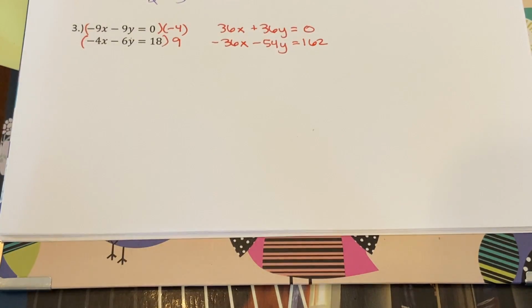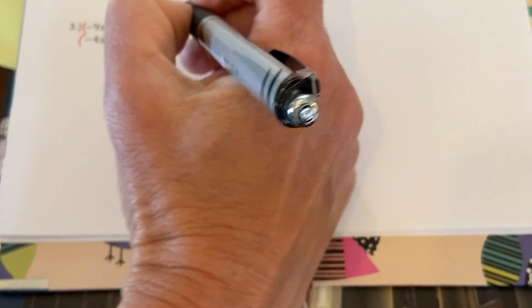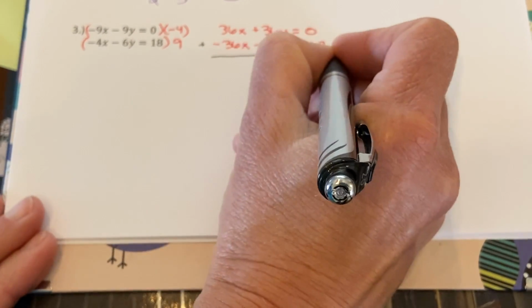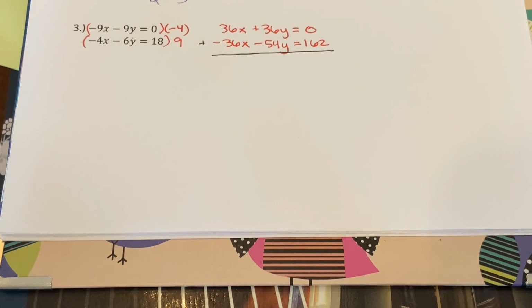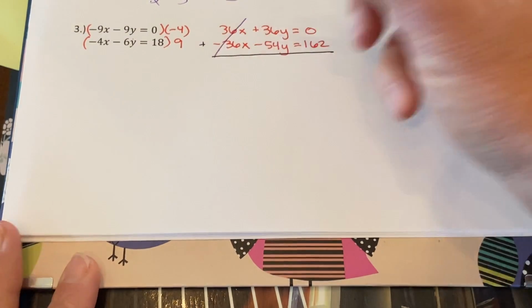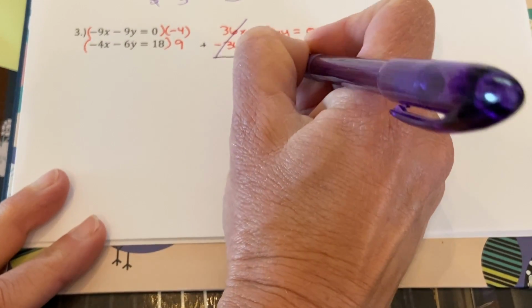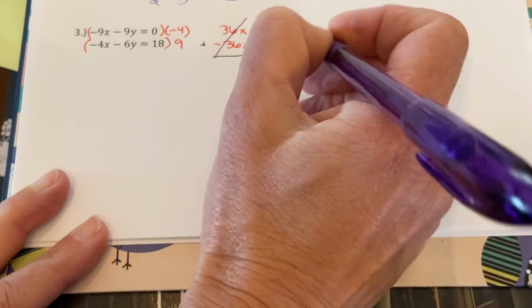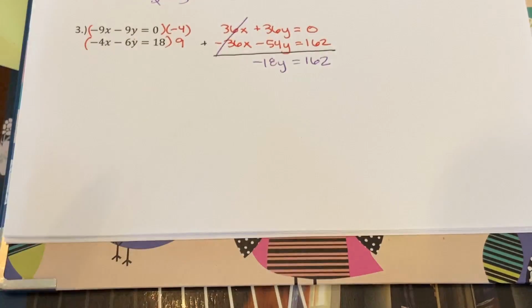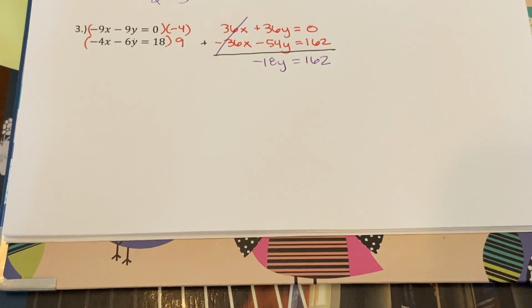I can now go ahead and add straight down. And when I do that, my x's are going to cancel. 36 minus 54 is going to give me a negative 18y is equal to 0 plus 162, which is 162. So now I want to go ahead and divide 162 by a negative 18. And that gives me my first answer of y of negative 9.